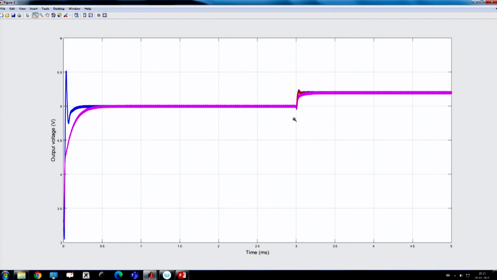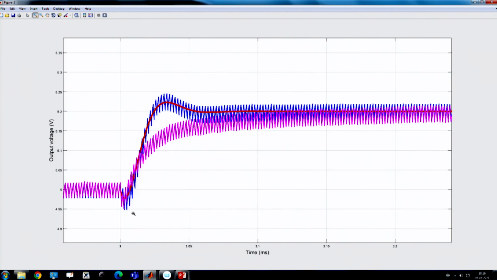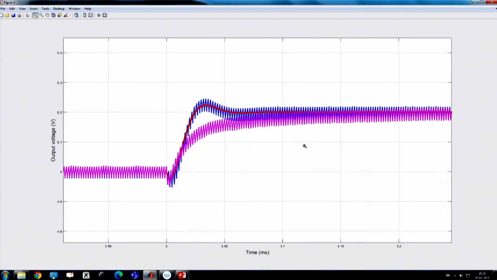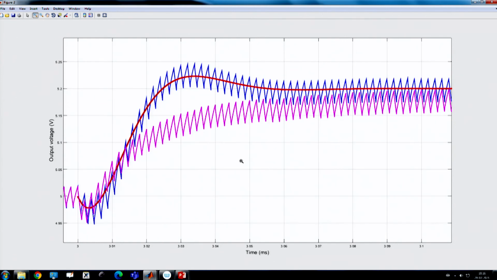So, if you compare these two results, you will see this goes to this value, this response is for 1/3 of the RHP zero, this is kind of an overdamped response.